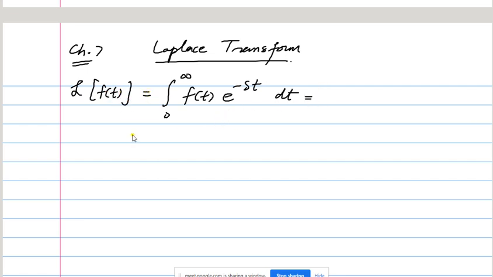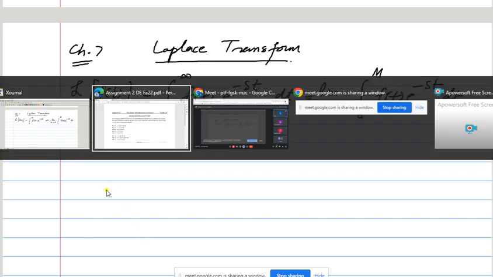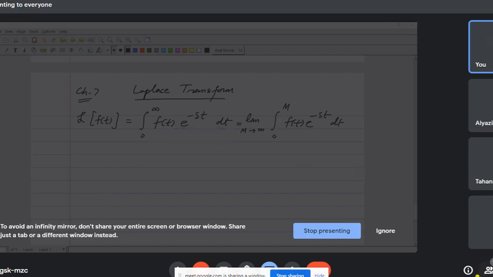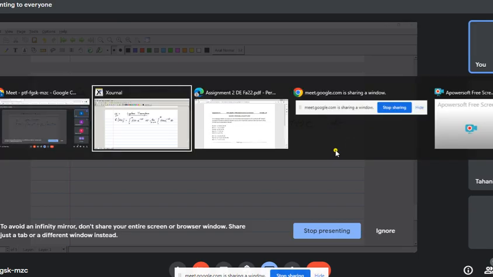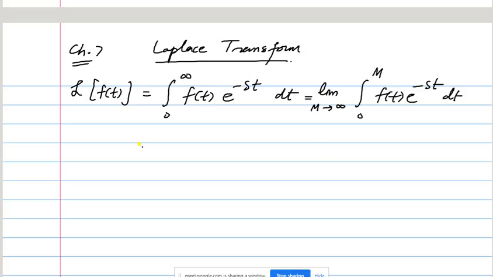And how do we solve it? We replace this infinity by m, we integrate this function, get the answer in terms of m, and then we take the limit as m goes to infinity. So this is your definition.